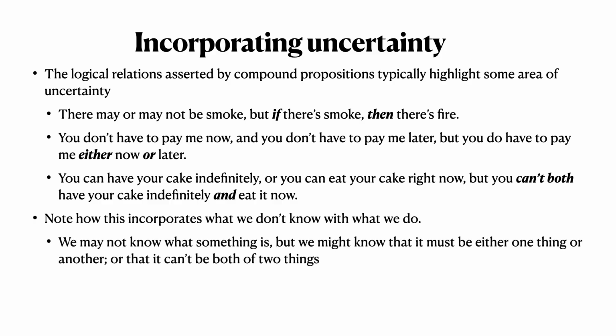And we can extend this to when we're trying to describe what something is, right? We may not know what something is, but we might know that it's got to be one thing or another. It could be this, it could be that. Not sure which. Or we might know that it certainly can't be two things at once. It can't be both of two things that are incompatible with each other. So we proceed in our knowledge. We learn more by using those other logical forms.